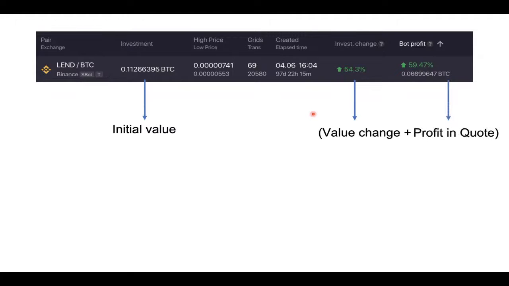And the investment change also consists of the bot profit. All right. So it is the value change of how the base currency has performed and the profit generated by the bot.